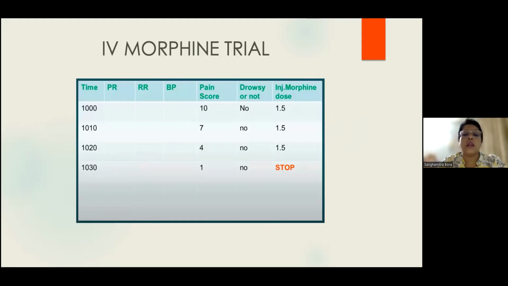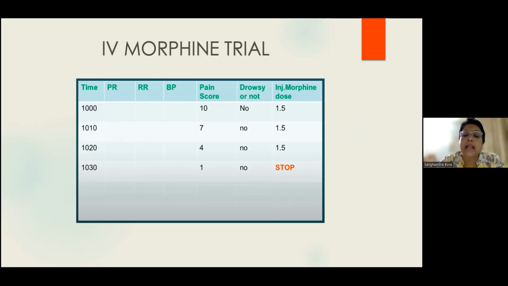So suppose at 10 a.m. in the morning, you've started the morphine trial, and the pain score at that point of time was 10. Not going into PR, because you have to actually record the pulse rate, respiratory rate, and the blood pressure, and then see whether the patient is drowsy and how much injection or morphine you have given. So like this, every 10 minutes you repeat, you ask the patient about pain relief, the pain score, you record it, and then maybe around 10:30 the patient says that I have a score of 1.